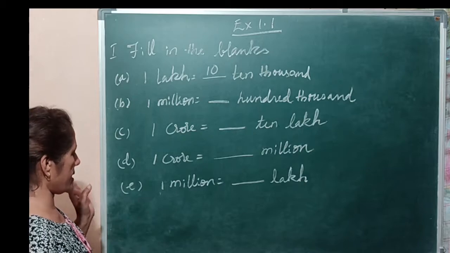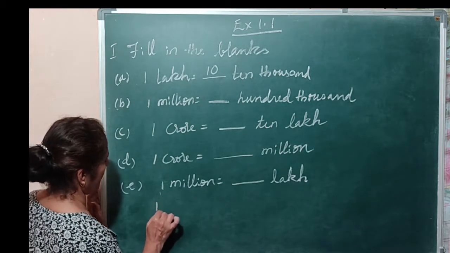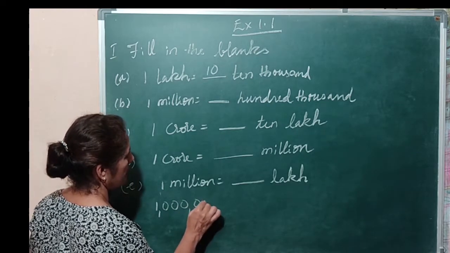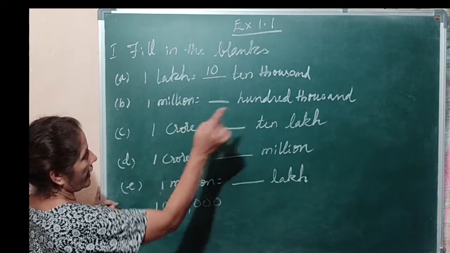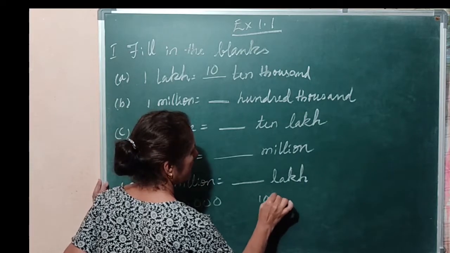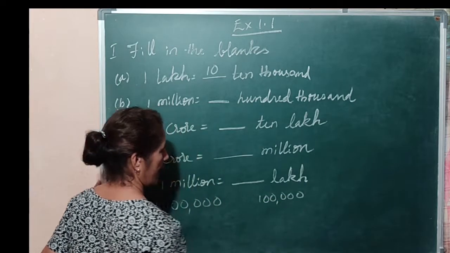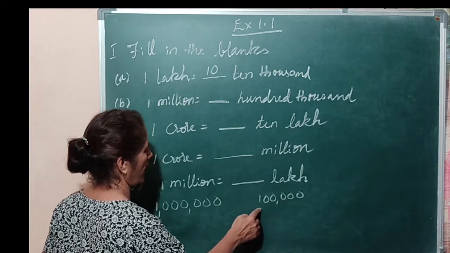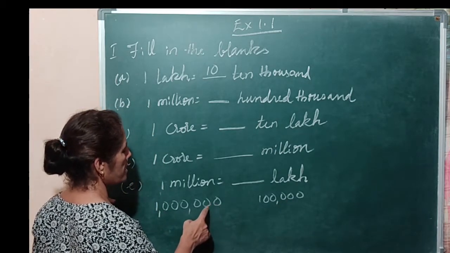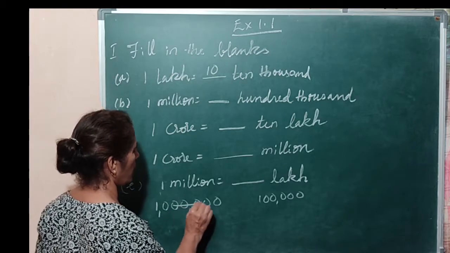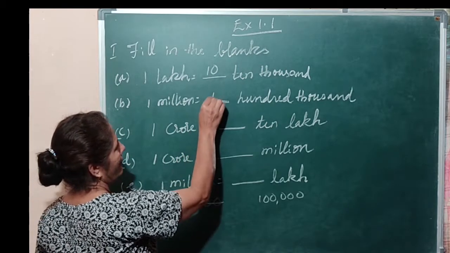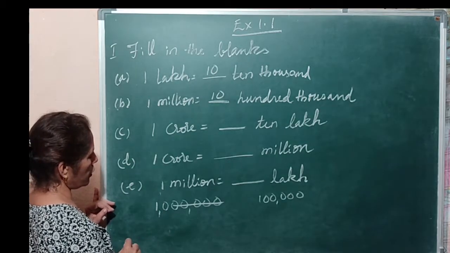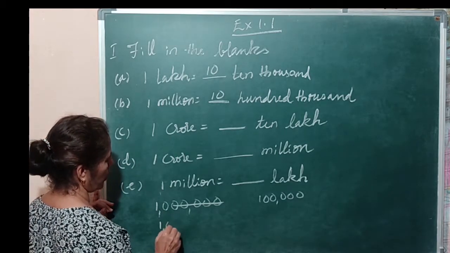1 million is equal to dash 100,000. 1 million, I will write 1 million. After that 100,000, 10,000, 1,000, right? 100,000, I will write 100,000. 1, 2, 3, 4, 5. Here also you count 1, 2, 3, 4, 5. So how much remains? 10. 100,000s. Understood? 1 crore is equal to dash 10 lakh. 1 crore, I write 1 crore.